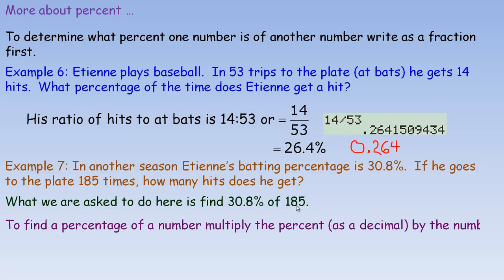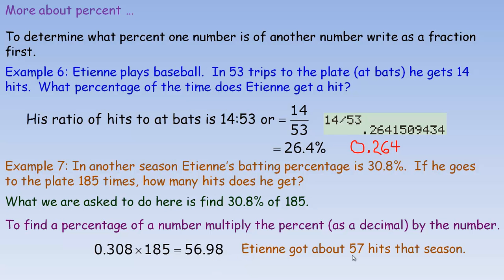So to find a percentage of a number, you multiply the percent as a decimal by that number. So the 30.8% would be 0.308, how you'd actually write the batting average, times the 185 at-bats or trips to the plate that he had. If we multiply that, we get 56.98. And of course, you can't get a part of a hit, so we would round that to 57. He got about 57 hits that season.